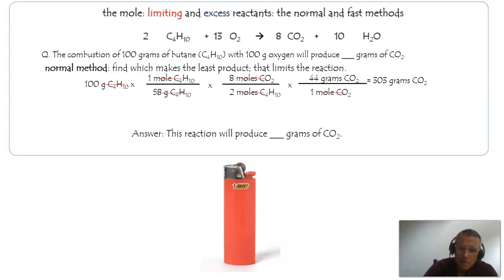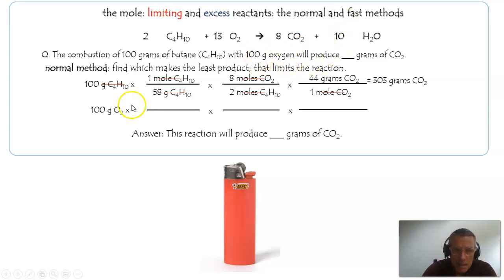Well, at what point do we run out of oxygen? Do the same thing. Set it up nicely. It's 100 grams of oxygen. And this time it's only 32 grams of oxygen as a mole, so we have more than 3 moles of oxygen.